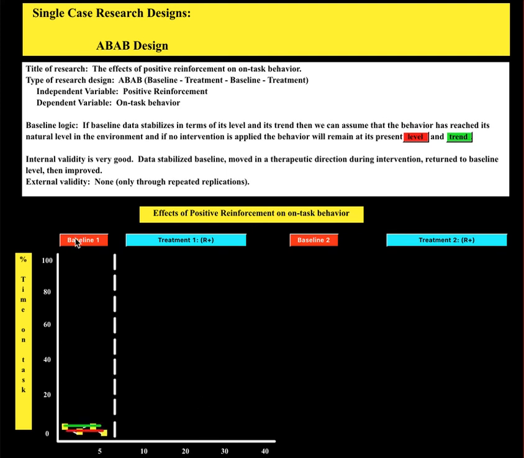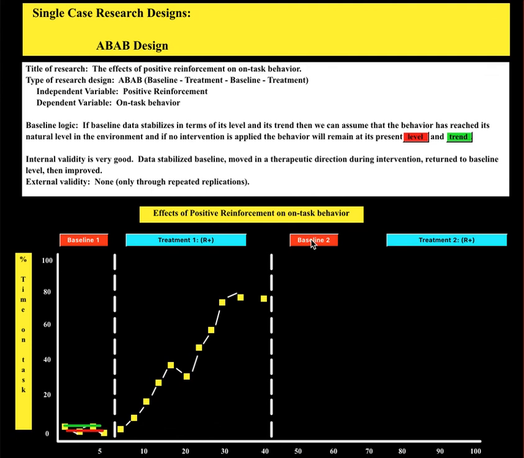Initial baseline, data has stabilized in terms of level and trend and variability, so we can now intervene. Data has moved in a therapeutic direction. We go back to the second baseline, we withdraw the intervention, the data moves in a contra-therapeutic direction and stabilizes at or about the initial baseline. Now we go to treatment again, the intervention, and the data moves in a therapeutic direction and stabilizes at about the same point that it did in the first intervention.